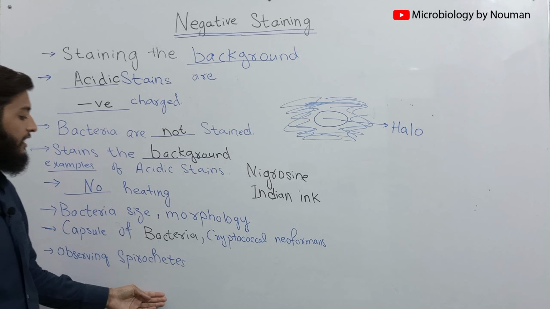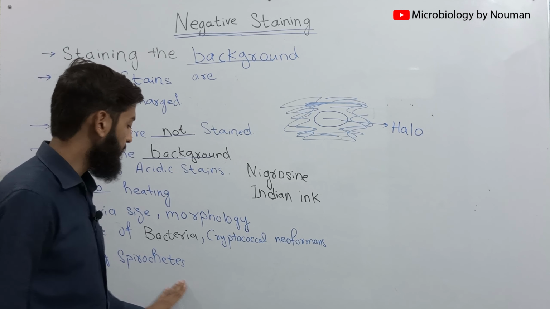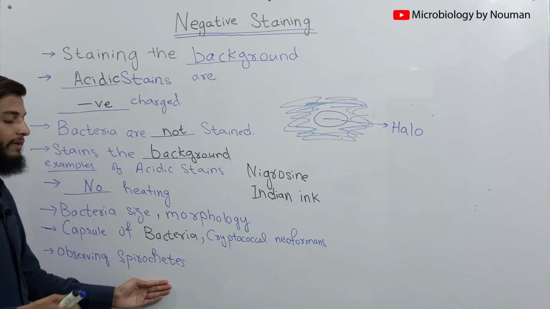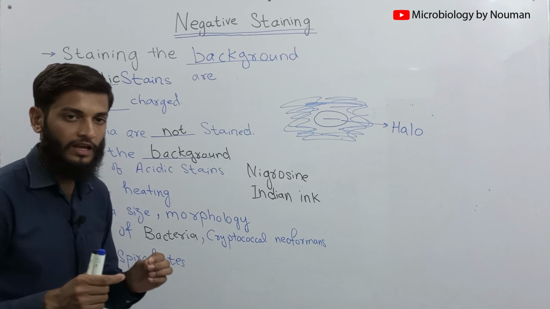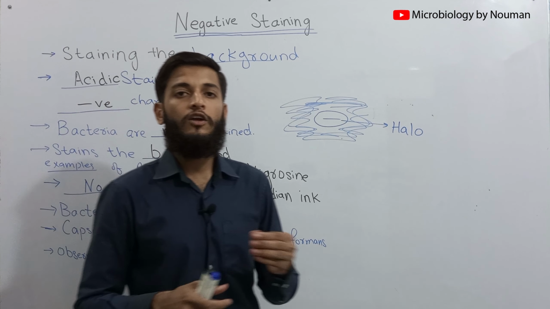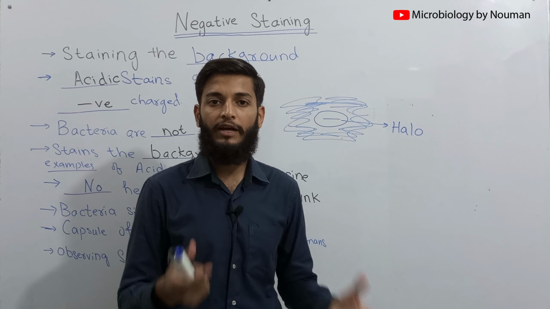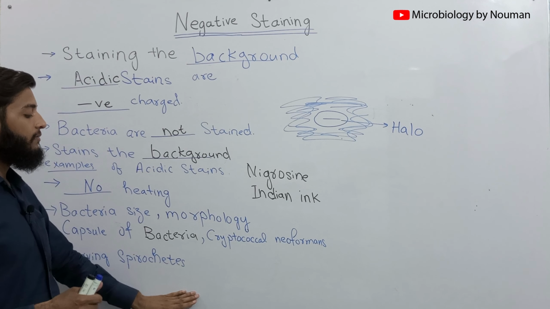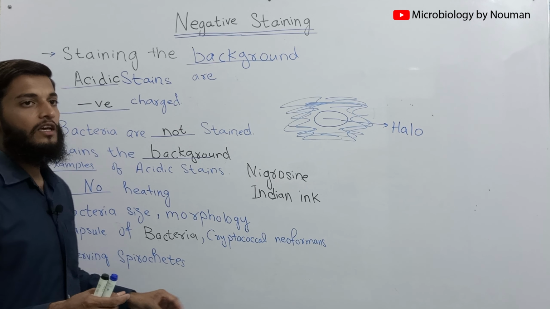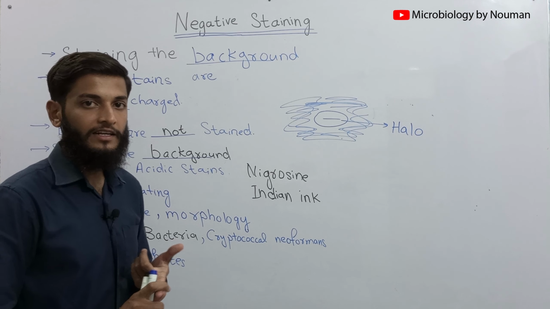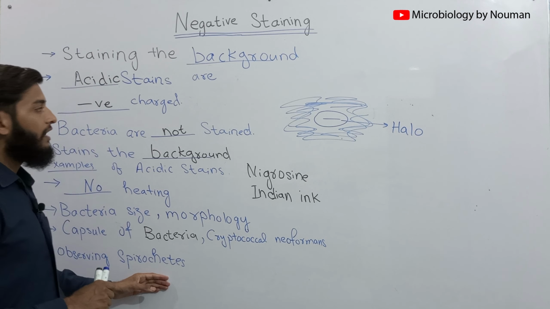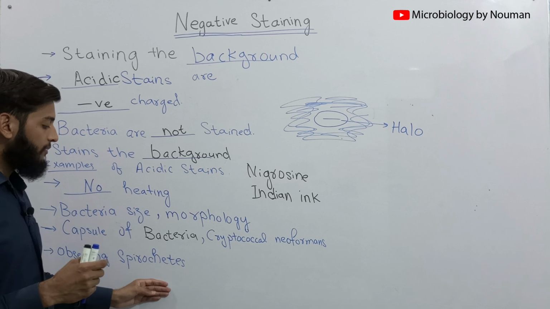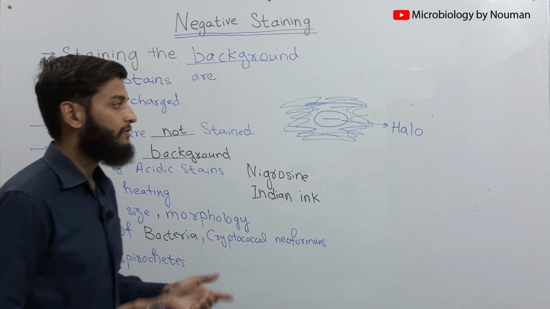The negative staining method can also be used for observing spirochetes. Spirochetes are bacteria that are extremely thin and can't be observed using normal staining techniques and light microscopy. So in order to observe them, we can use the negative staining procedure, and spirochetes will appear as colorless entities against a dark background, so we can observe them under the microscope.